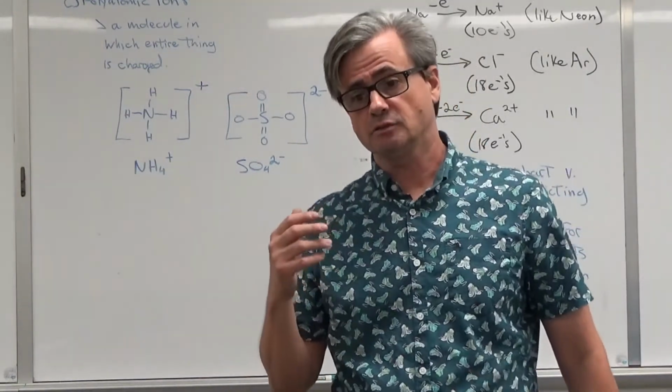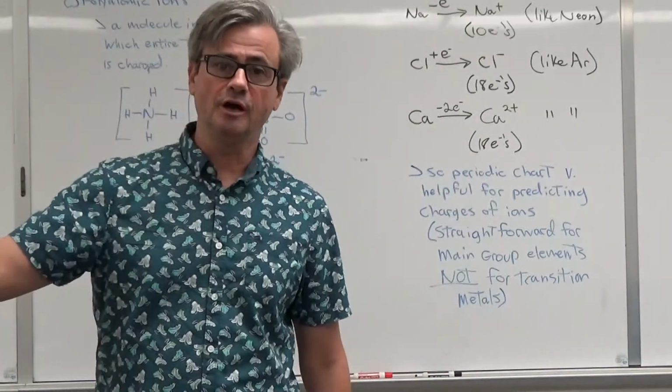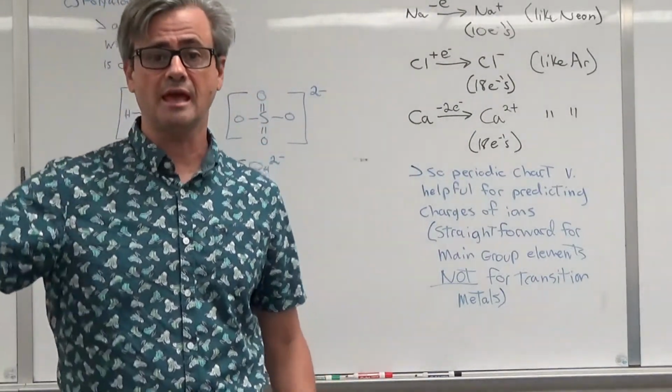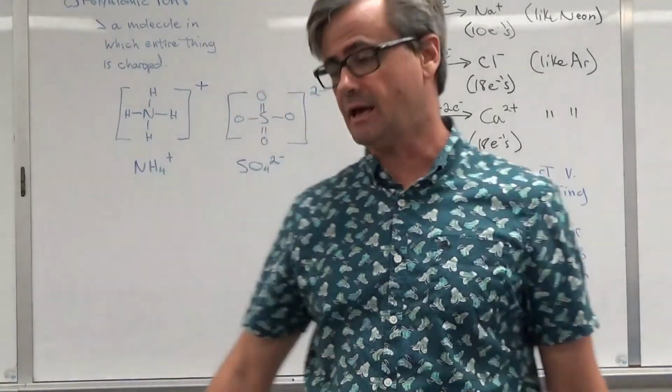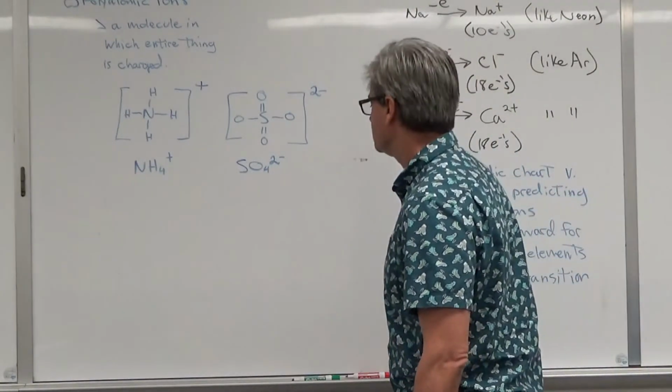If it's a 2 plus cation hooking up with a 1 minus anion, you know that there's got to be 2 of the anion species for every 1 of the cation species. Okay, it might seem like it's going to get hard.